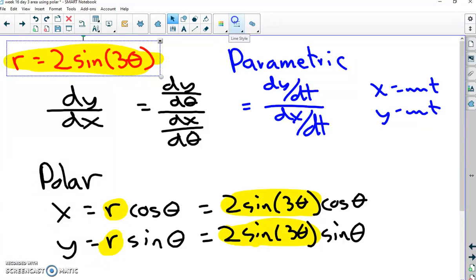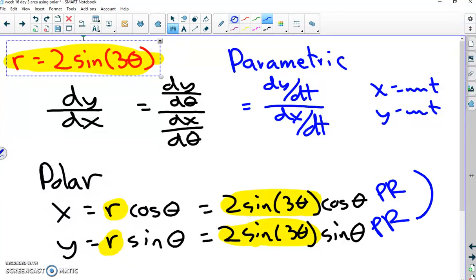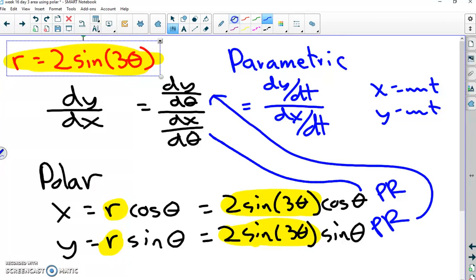Now do you understand polar derivative better if I want dy dx? Can you just take this guy's derivative, which would be a product rule? Can I take this guy's derivative, which would be a product rule? Can I put this guy here? And can I put this guy there? Okay? So it's like, make it parametric by doing the r cosine, r sine. And then from that, you do it just like parametric.